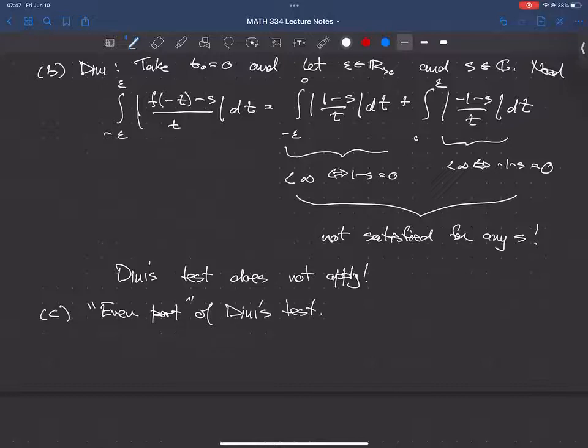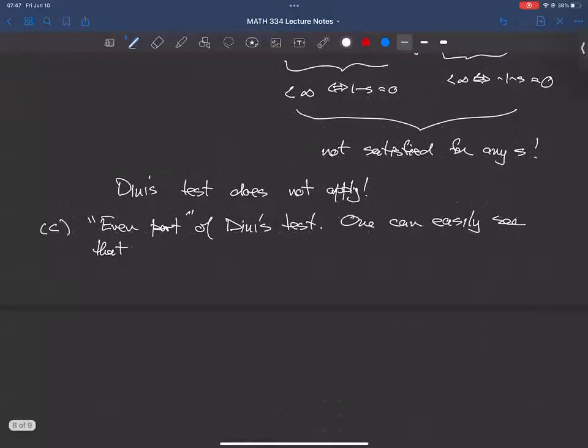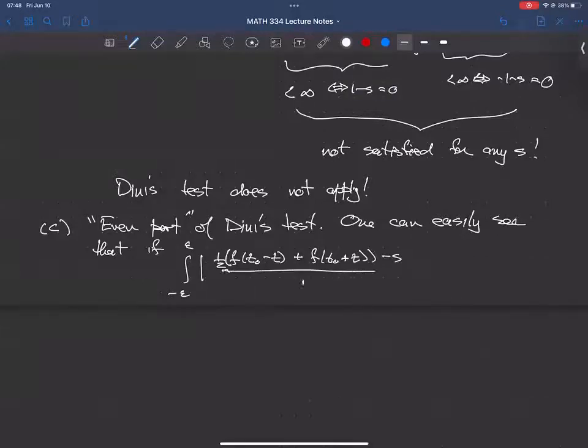Okay, and so here, you can modify Dini's test to look like this. So you go 1/2. So again, you take the even part of f, plus f of t naught plus t, minus s over t is less than infinity.